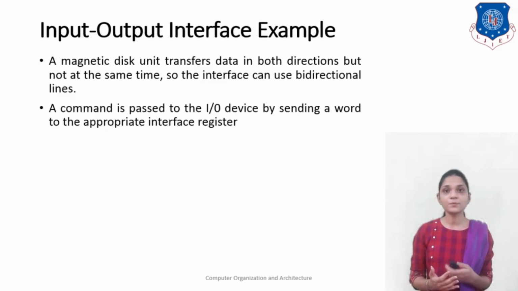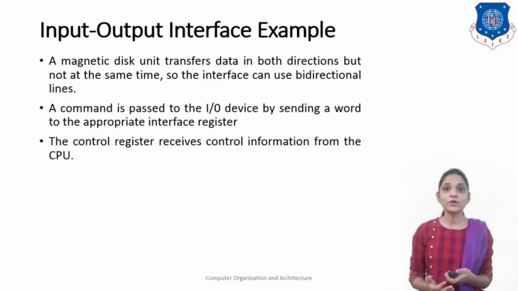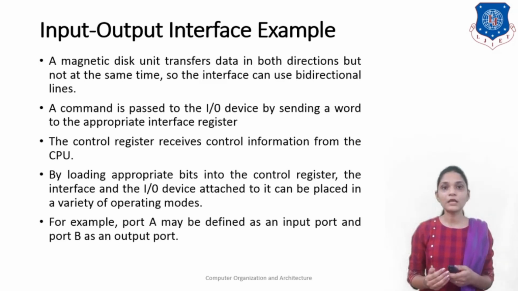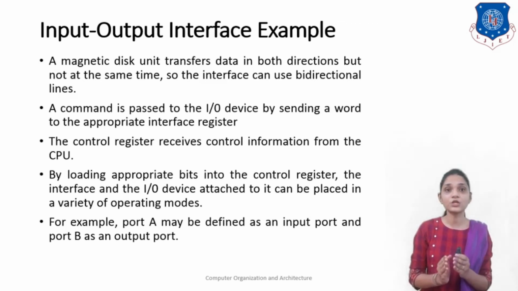A command is passed to the IO device by sending a word to the appropriate interface register, and you can say that the control register receives the control information from the CPU. By loading the appropriate bits into the control register, the interface and the IO device attached to it can be placed in a variety of operating modes. For example, port A may be defined as an input port and port B may be defined as an output port. So that will depend upon your control selection.